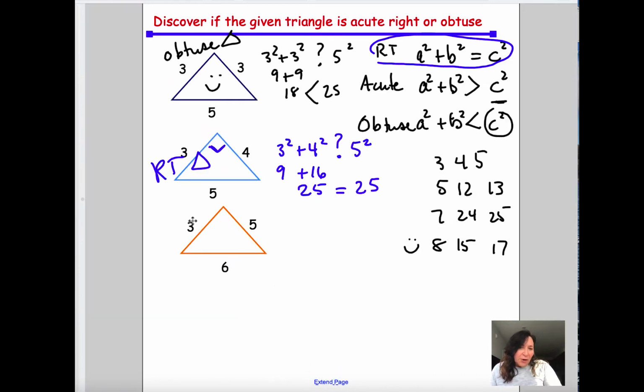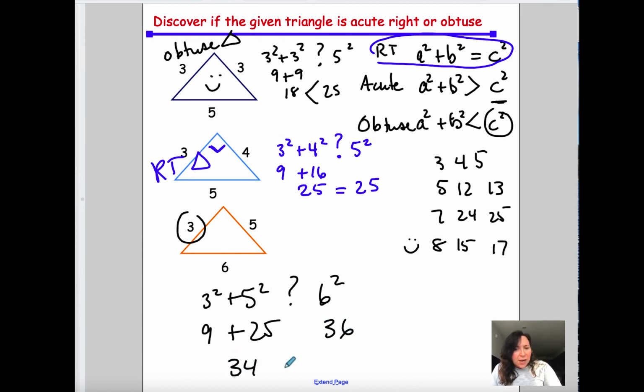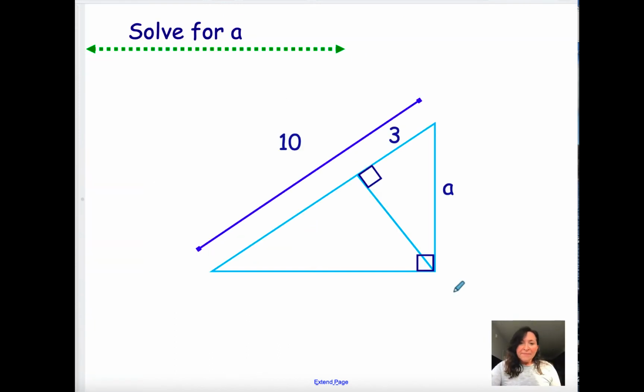Lastly, we have the last triangle. So we have 3 squared plus 5 squared is not sure to 6 squared. So we have 3 times 3, which is 9, plus 25, and 6 squared is 36. So we have 25 plus 9 is 34. And 34 is less than 36. Again, this one is less than. So therefore, this must be also obtuse. Okay, so, all right, next.